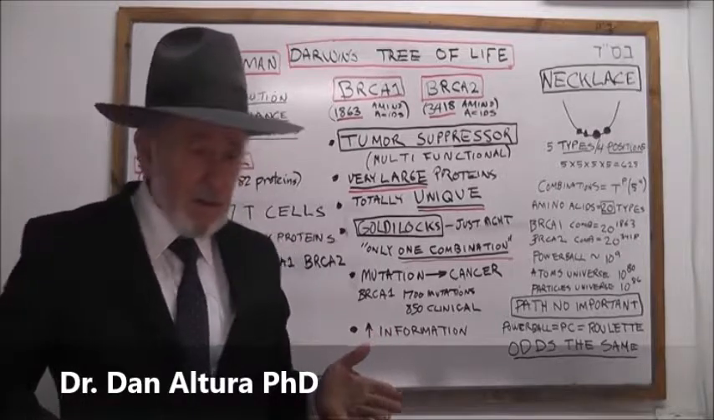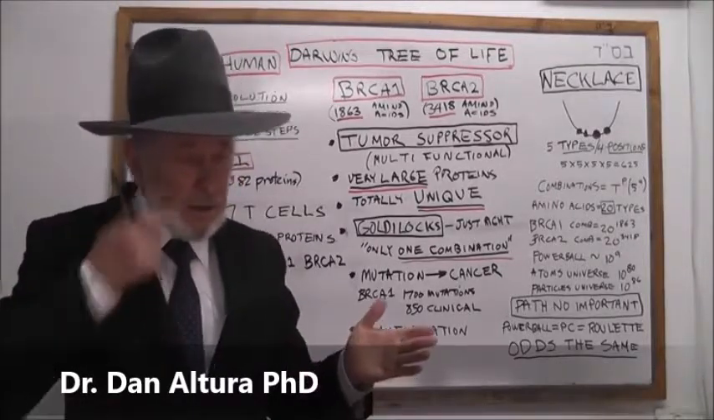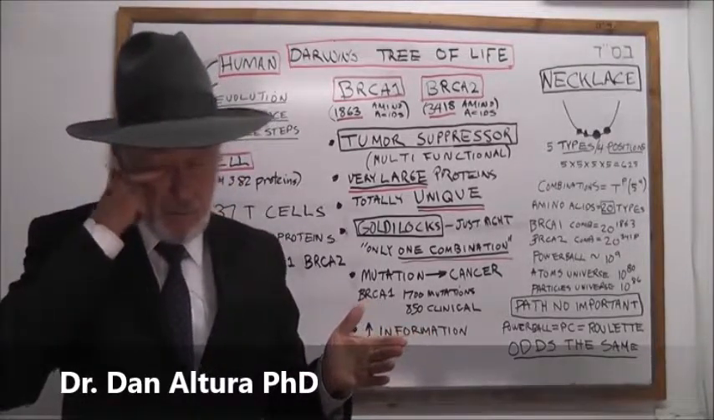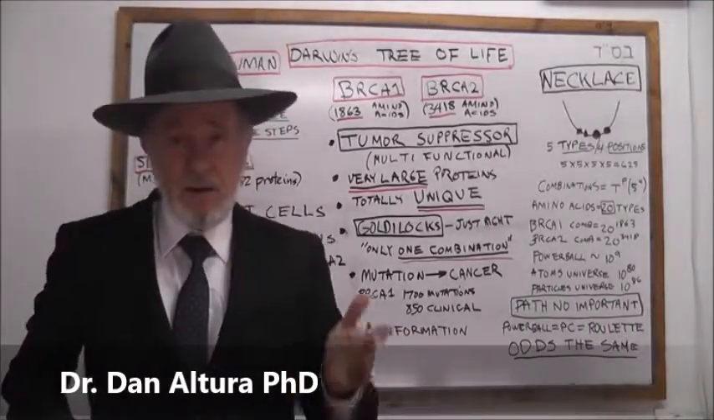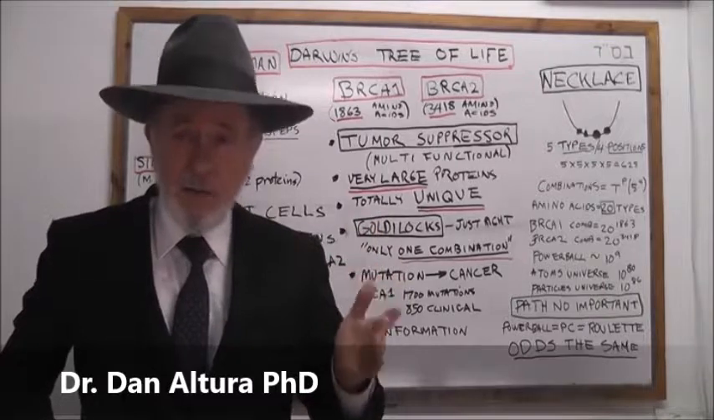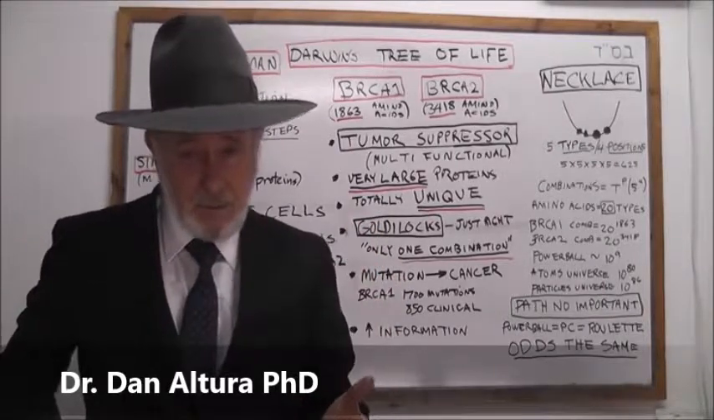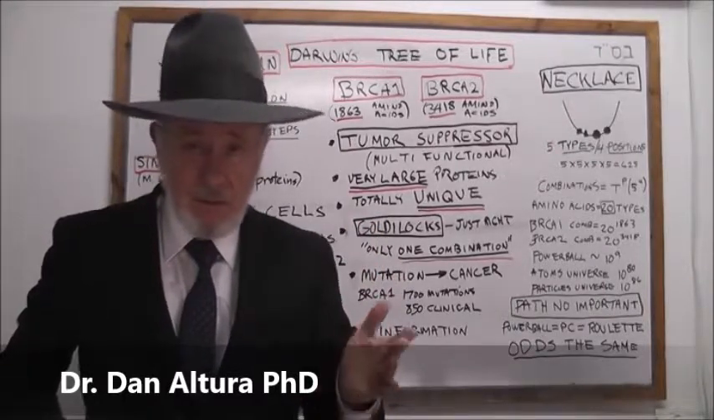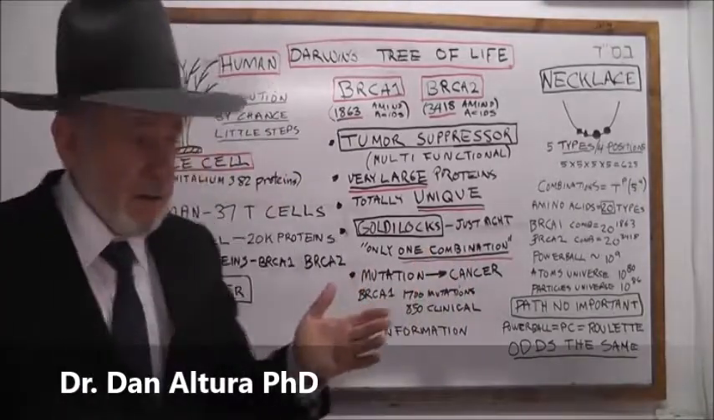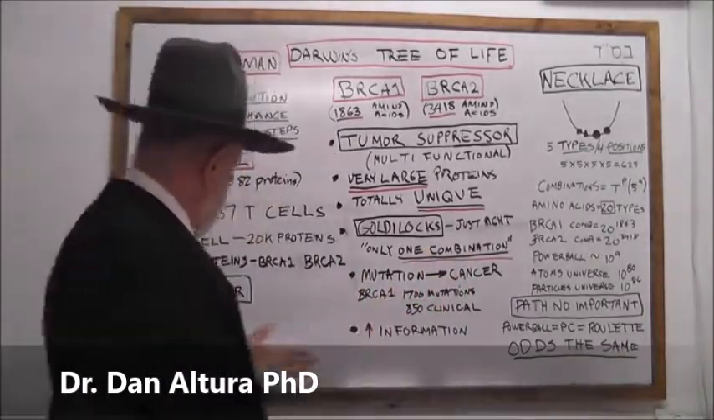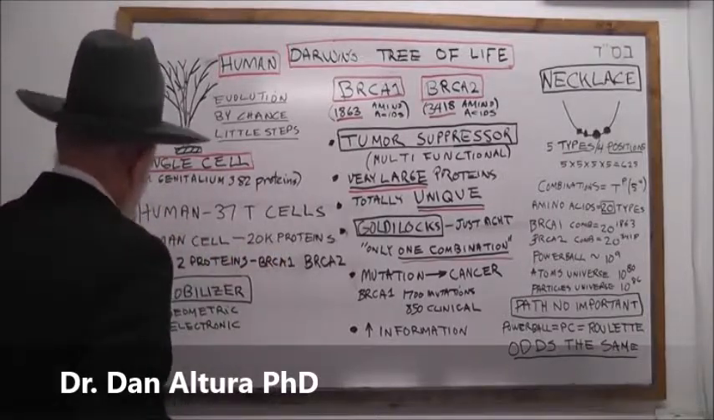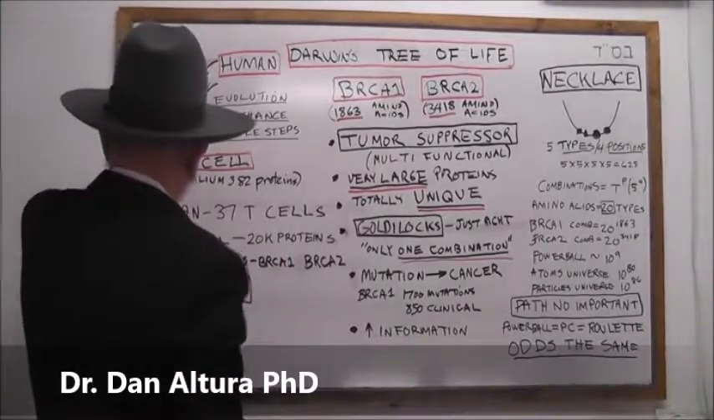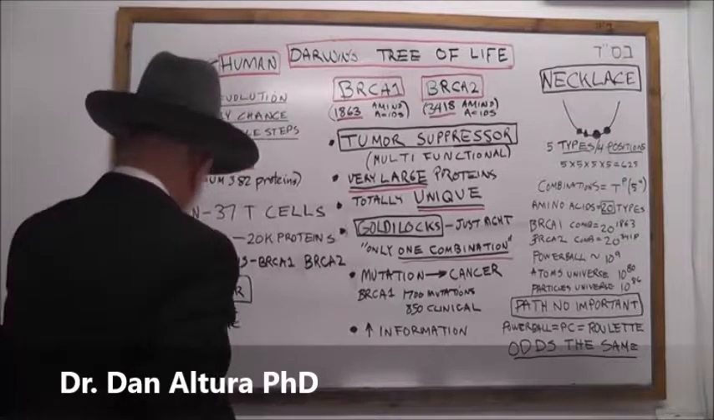If these two proteins, or the genes that produce these two proteins, are mutated, this will cause a large increase in the incidence of cancer, breast cancer, ovarian cancer, and even prostate cancer in males. So we're going to look at just these two proteins, and we're going to see how these got from the single cell to the human being.